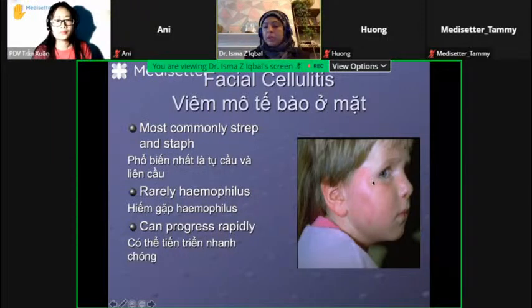This infection can spread quite rapidly, and usually we would mark the area with a pen and give the patient intravenous flucloxacillin.